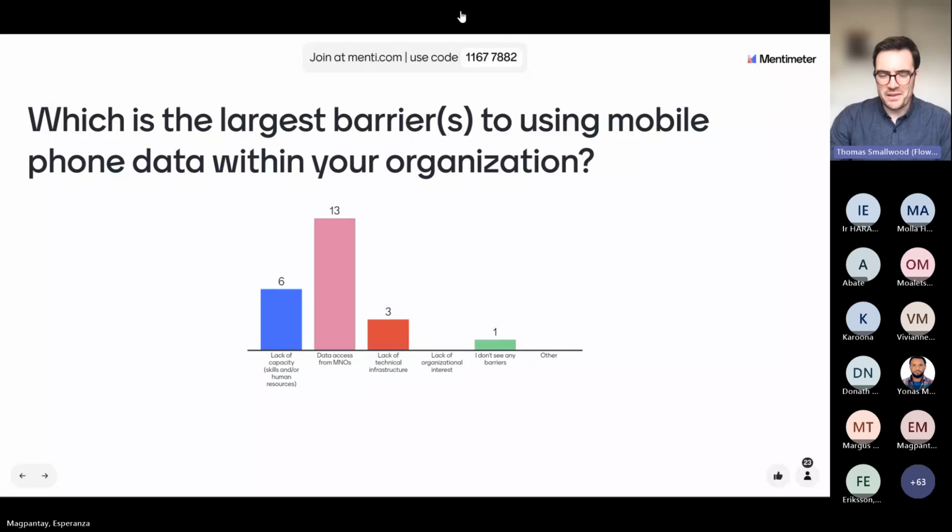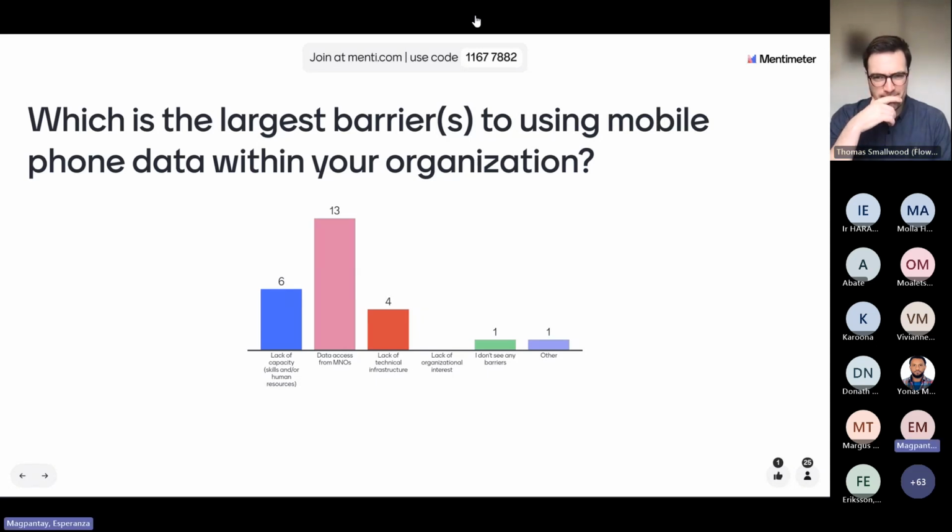Give it another few seconds for any last answers. I see that we're up to 24 responses. Again, if you answer other and you want to share some thoughts in the chat, then please do. Otherwise, perhaps we can move to the next slide when you're ready, Esperanza. I think this is the main three questions that we would like to check. Okay, I'll stop sharing the screen and back to you for the next presentation.